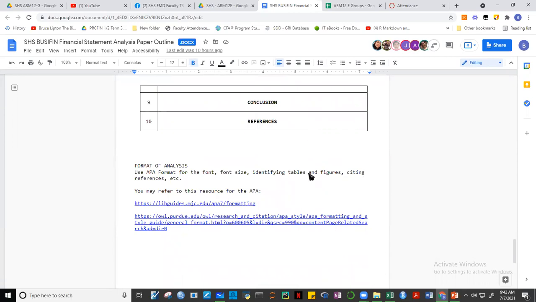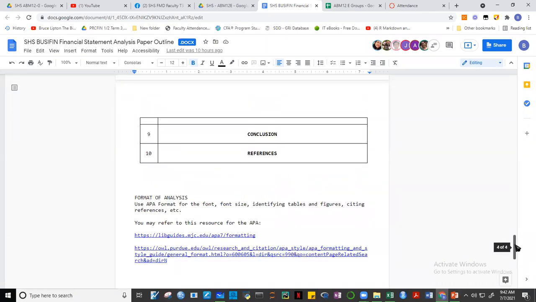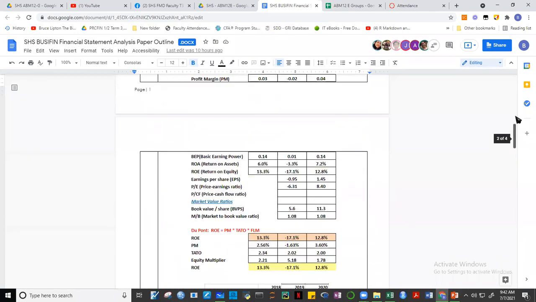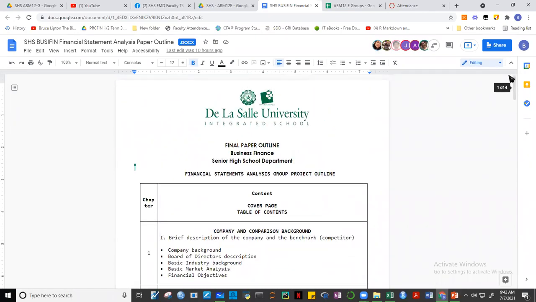For the format of the analysis, make sure to use the APA format for the font size. Of course, when you name tables and figures, there are ways to do that, no, using the APA format. So these are references that you can use. There are many other references on the internet, guys, on how to format any report using the APA format. Okay. Any questions, guys? That was a very quick explanation of how to conduct your group work for FS analysis.